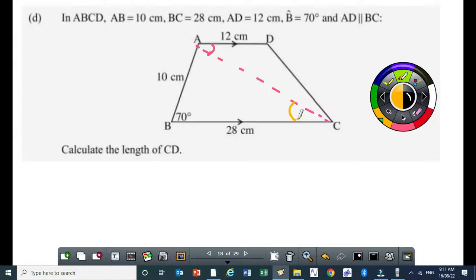First, is it possible to calculate the size of angle C? Sorry, of angle ACB based on this information which is given?